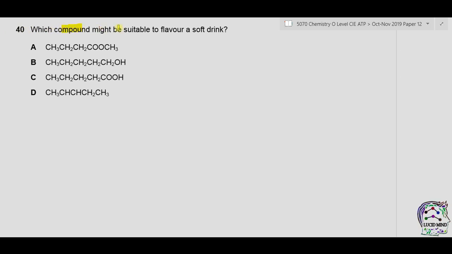Question 40. Which compound might be suitable to flavor a soft drink? A, we can see that we have COO present, so this is the ester functional group, and esters can be used as flavors. In B, we can see that we have the alcohol functional group, and alcohol is not used as flavor. In C, we have the carboxylic acid functional group. Also, carboxylic acids are not used as flavors. In D, we have an alkene because there is a double bond between these two carbon atoms. So alkene is also not used as flavors. So only edible flavors are formed from esters. So therefore answer is A.